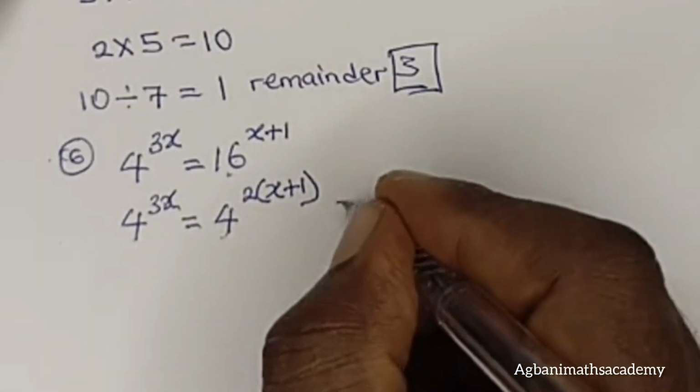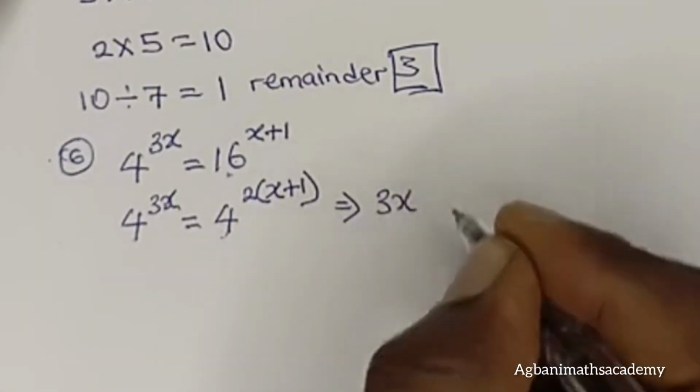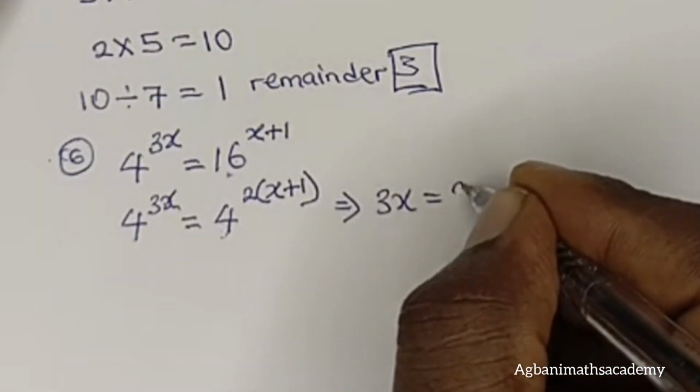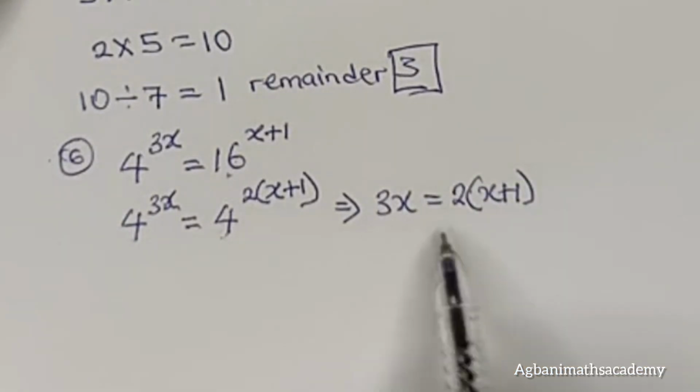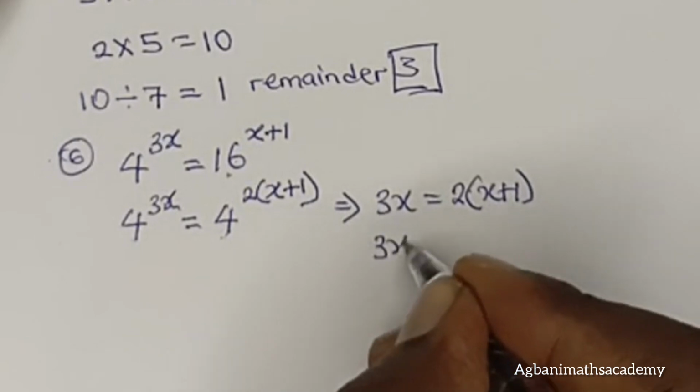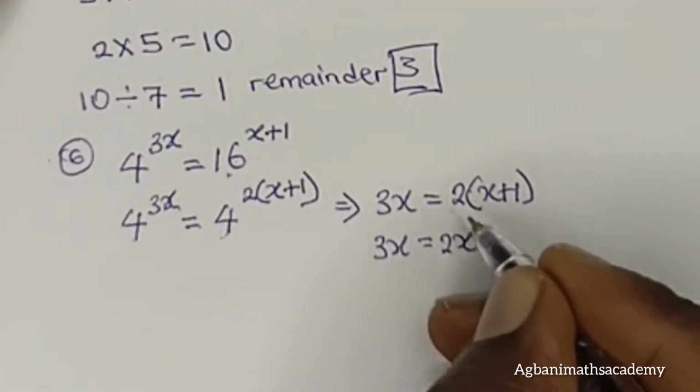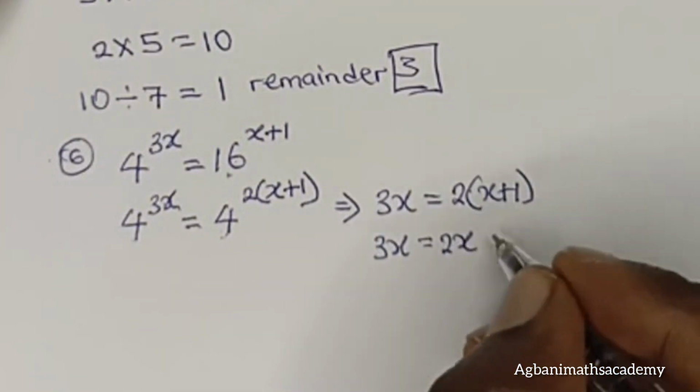So we have 3x is equal to 2 into x plus 1. So this will give us 3x is equal to 2x. 2 times x will give us 2x. 2 times 1 will give us 2.